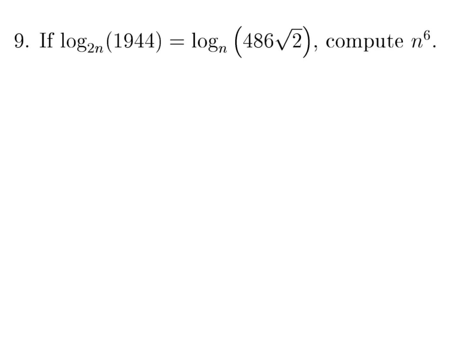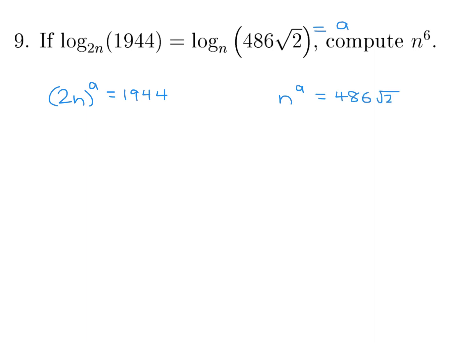If the log of 1944 to the base 2n is equal to the log of 486 root 2 to the base n, compute n to the power of 6. Okay, so we've got to use some log rules here. And this is equal to this. So let's just say that that is equal to a. So that means that 2n to the power of a is equal to 1944. And it also means that n to the power of a is equal to 486 root 2.